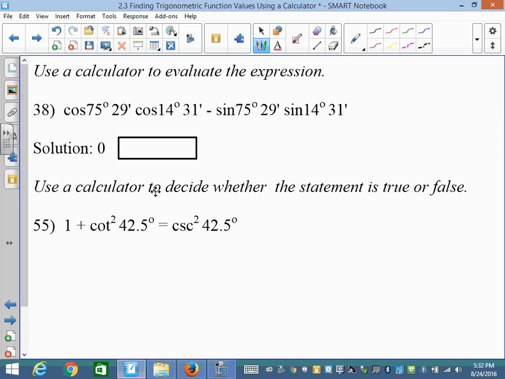Now my question for you is, how does this happen? I have cosine of 75 times cosine of 14 minus sine of 75 times sine of 14. And let me give you a hint on these. It's called cosine functions. And we'll talk about that in class later.